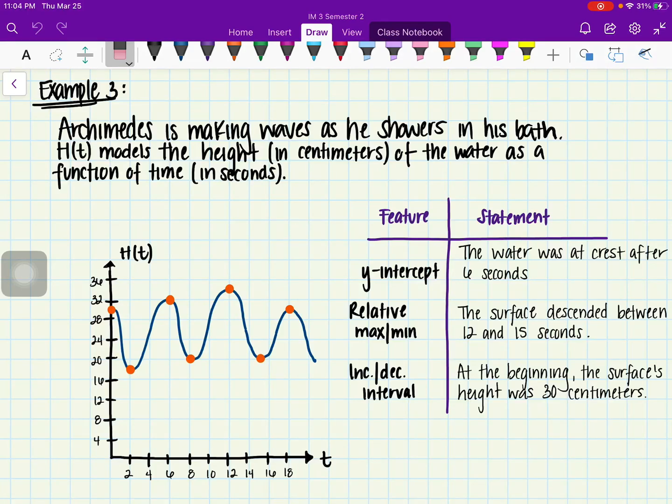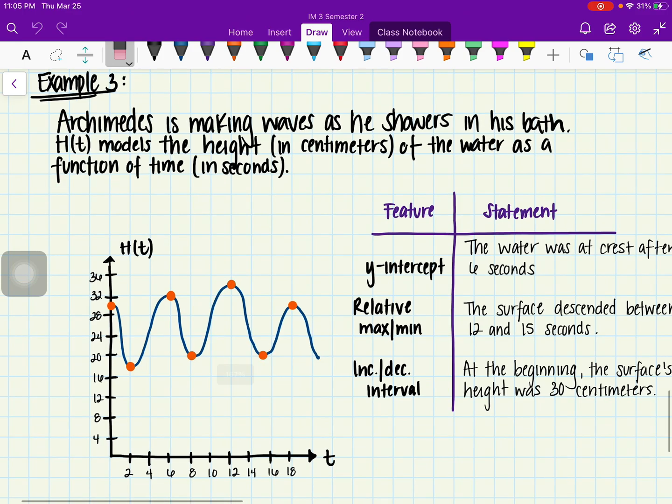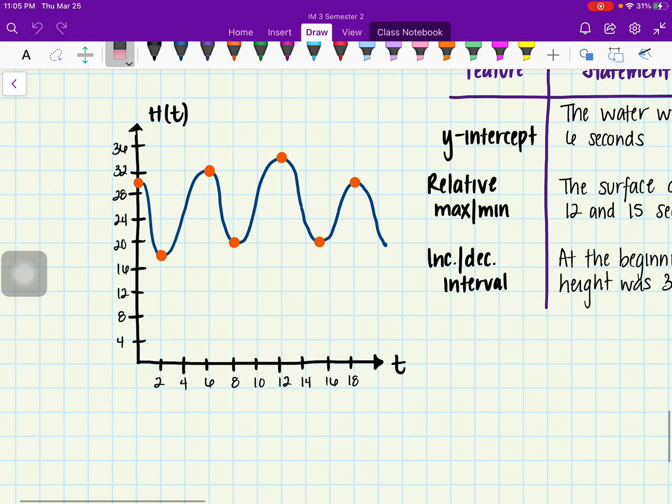Alright, let's take a look at example 3. Archimedes is making waves as he showers in his bath. h of t models the height in centimeters of the water as a function of time in seconds. On the graph, the y-axis is h of t, representing the height in centimeters, and t is the x-axis, representing the seconds as the waves go by.